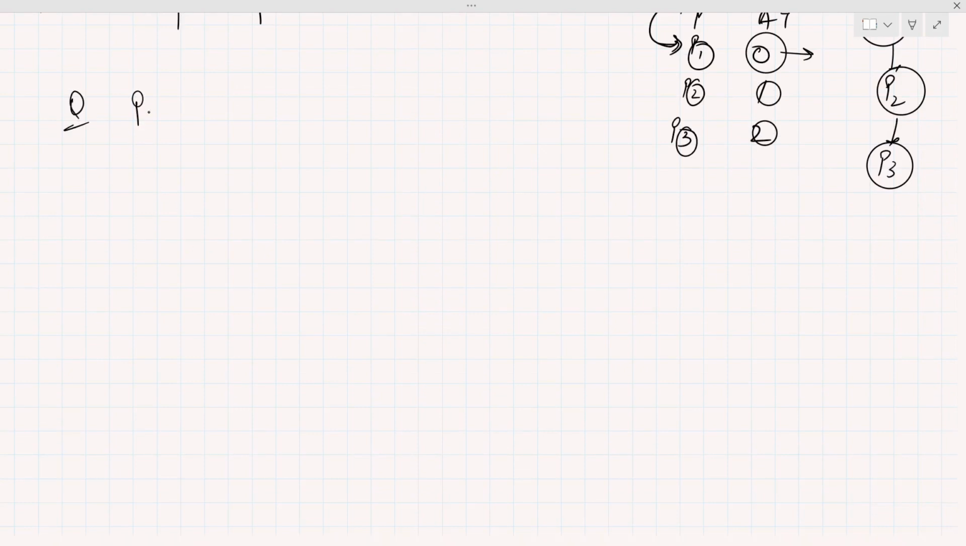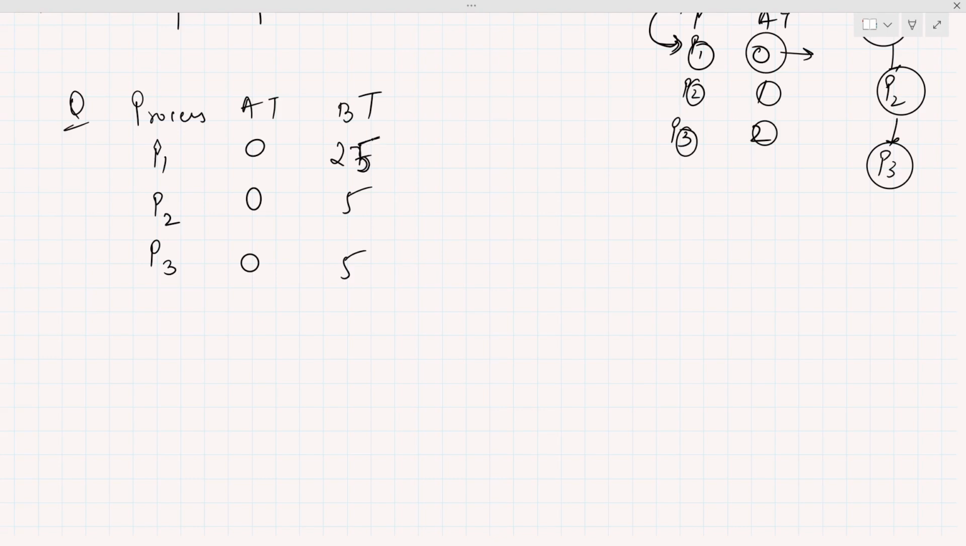Okay, so the question will look like this. We have three processes in this question, P1, P2 and P3. We have an arrival time, let's say the arrival time is 0, 0, 0, and we have a burst time, let's say the burst time is 25, 5, 5. So this is what a burst time looks like. AT is the arrival time and BT is the burst time.